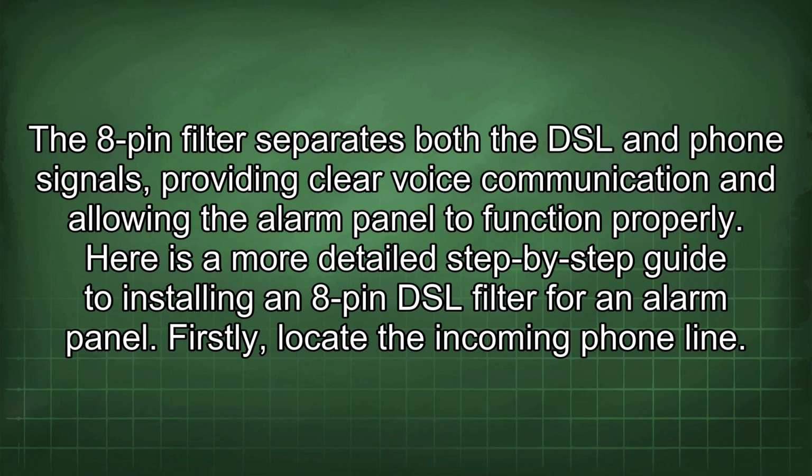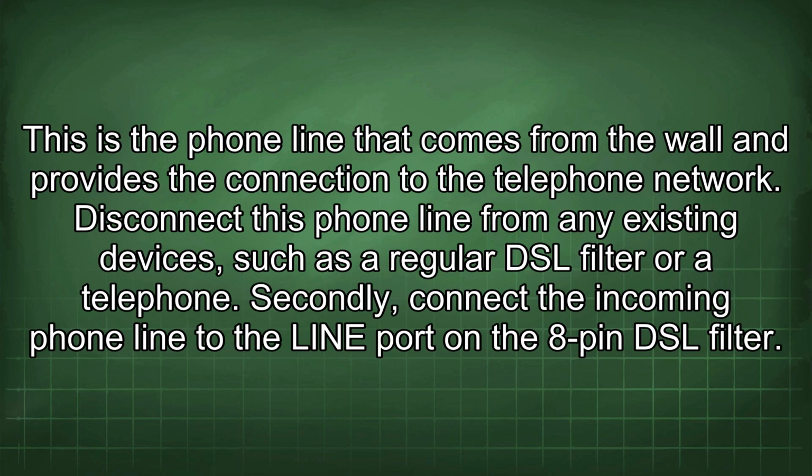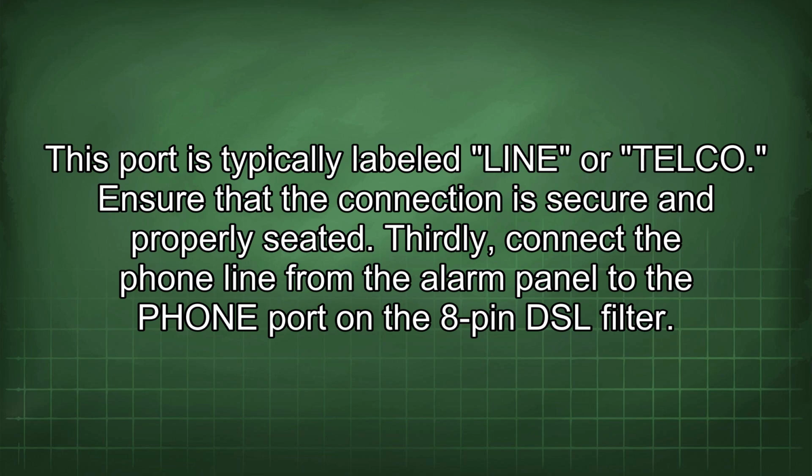Firstly, locate the incoming phone line. This is the phone line that comes from the wall and provides the connection to the telephone network. Disconnect this phone line from any existing devices, such as a regular DSL filter or a telephone. Secondly, connect the incoming phone line to the line port on the 8-pin DSL filter. This port is typically labeled line or telco. Ensure that the connection is secure and properly seated.